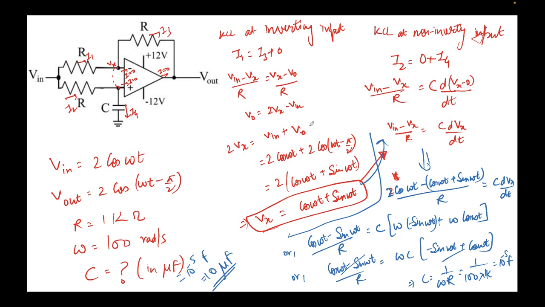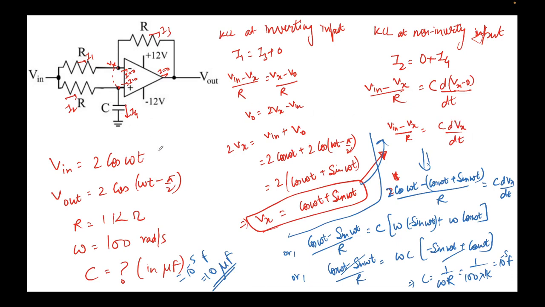So I find the value of Vx from this expression. I put it back here, and then I just take a differential, cancel the terms, and then finally replace the values that we have. Omega is 100, R is 1K, we get 10 to the minus 5 farad, which is 10 microfarad. Straightforward question. What we learned from here is that when capacitors are involved, there will always be some differential term or integral term depending on the question.